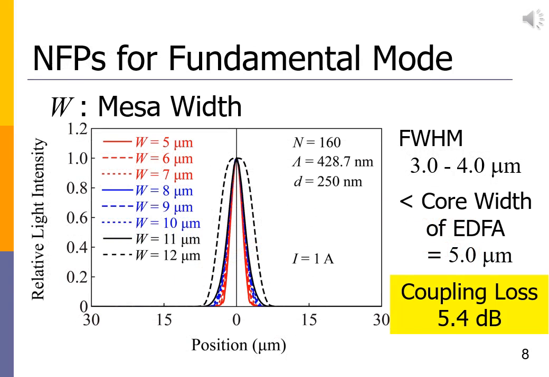This figure shows near-field patterns for the fundamental horizontal transverse modes. The injected current I is 1 amp. The parameter is the mesa width W. FWHMs are in the range between 3 microns and 4 microns when the mesa width is from 5 microns to 11 microns with kink-free operation. The coupling loss between the laser diode and the erbium-doped optical fiber is estimated to be 5.4 decibels. When the mesa width W is 12 microns with a kink, FWHM is 7.5 microns.